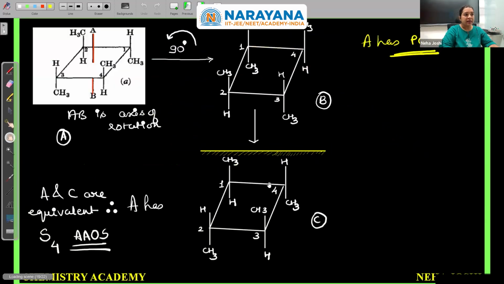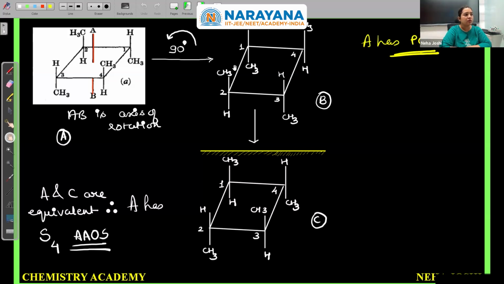Is that okay? Let me exemplify. See this molecule. You can see diagonally opposite ends I have kept same side. Okay. We can call it inactive by simple POS also. But I'm just using it to exemplify AAOS, alternating axis of symmetry. I'm calling AAOS. So I'm having an axis in the center, AB. I rotate by 90 degree. So 2 will come at 3, 3 will go to 4, 4 to 1, 1 to 2.